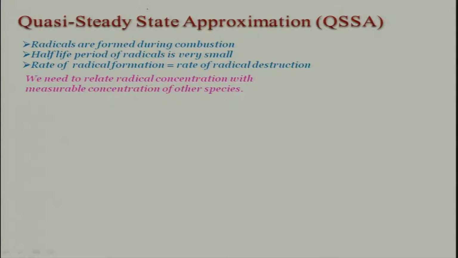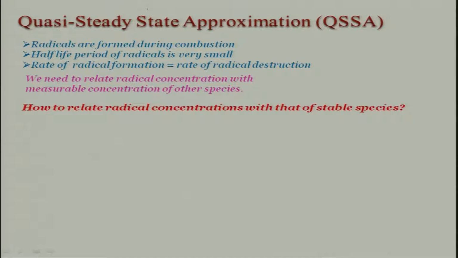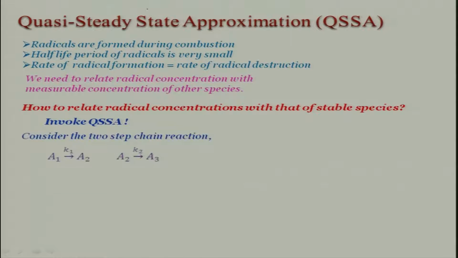The basic idea of this analysis is to relate the concentration of radicals in terms of the stable species concentration, which you can measure. So how to relate this radical concentration to that of the stable species is the question we will be addressing using this approximation. For that, we will have to invoke the quasi-steady-state approximation.